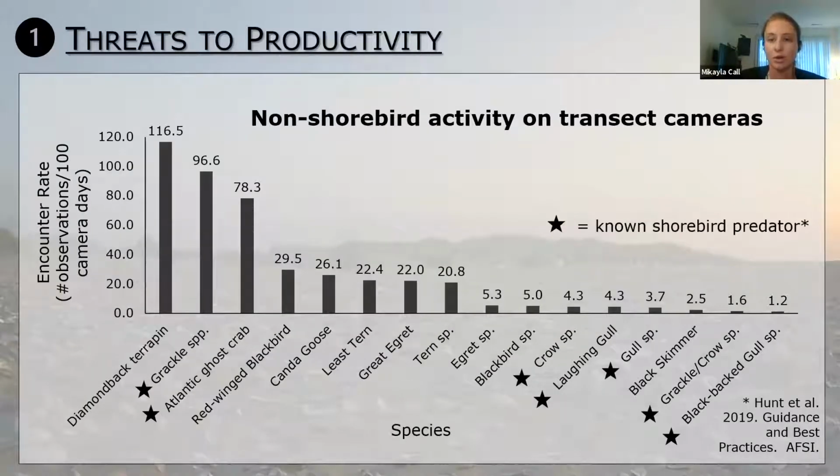We also recorded all non-shorebird species observed on the transect cameras in order to quantify the activity of both predator and non-shorebird species at multiple brood rearing sites and along a stretch of the marsh edge. We did not observe any chick predation events on the brood or transect cameras, but we were able to use observations to characterize the predator community.